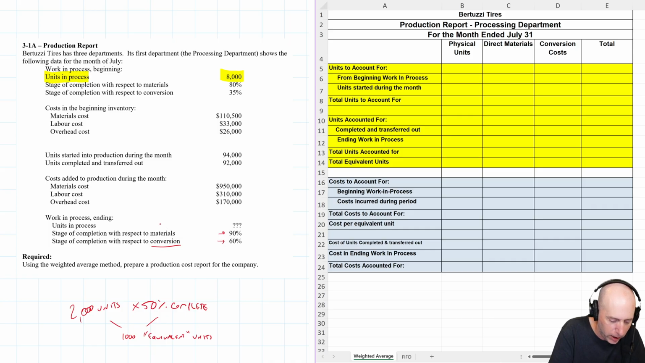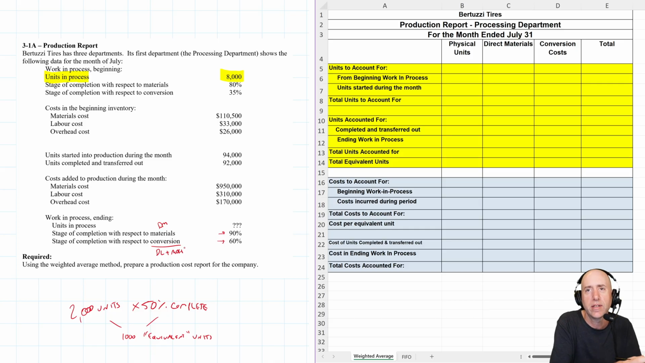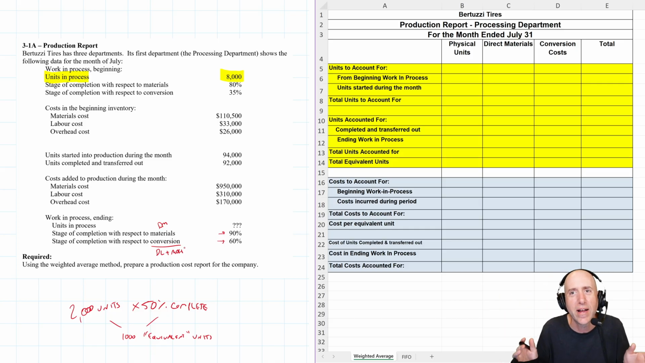Material, you know, the cost of a product is DM plus DL plus MOH. Material is obviously DM. Conversion is DL and MOH. And isn't that weird that you can have something that's 50% done as to materials, but 80% done as to conversion, or vice versa, right? You can have something where the materials are totally done and the conversion is only half done.